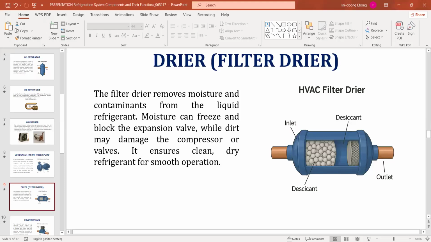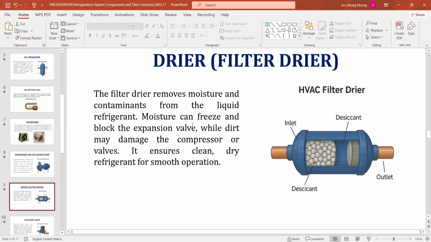That's the reason why it's always advised, anytime the system is open for repairs, maintenance, or part change, you need to vacuum that system to 28 to 29 inches of mercury before recharging it. Why? Because refrigerant and air do not mix. If they mix, it causes acidic corrosion. So the filter dryer removes moisture and contaminants from the liquid refrigerant.